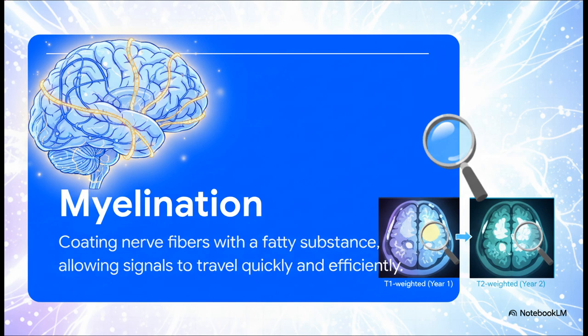So, myelination. Think of it as the process of insulating all the brain's wiring. Here's the key. Immature myelin is mostly water, but mature myelin is fatty. Now, on an MRI, fat and water light up in completely opposite ways. So this fundamental switch from watery to fatty is what flips the entire image. It's why radiologists use different types of scans, a T1 for the first year and a T2 for the second, just to keep track of this crucial construction phase.